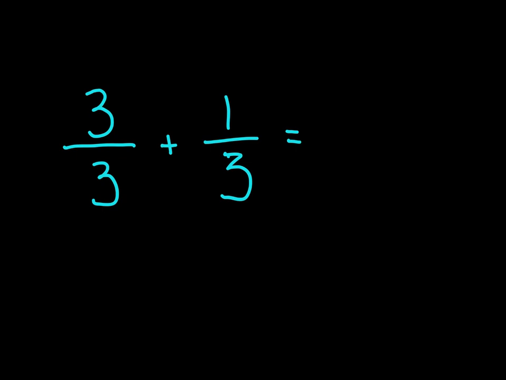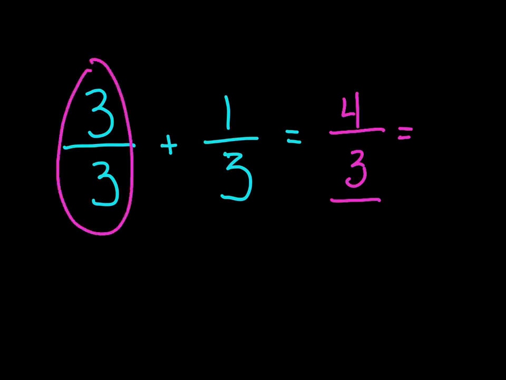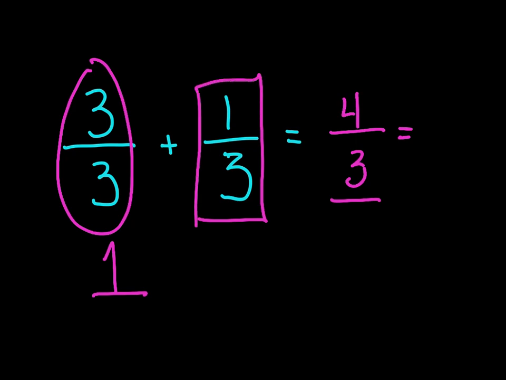Okay, moving on. 3/3 plus 1/3 is equal to how much? Well, we have 4 in the numerator, and the denominator stays the same because it's a 3. But this is what we call a fraction greater than 1, or an improper fraction. And we know that 3/3 is a whole. We're left with this fraction, so it would be 1 and 1/3. We're going to rename it as a mixed number, 1 and 1/3.